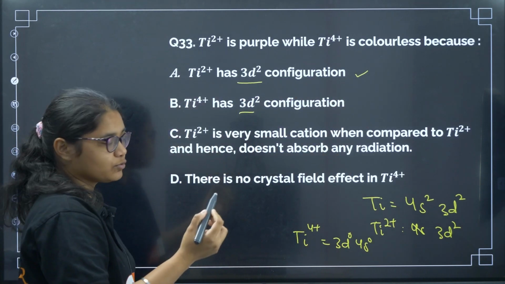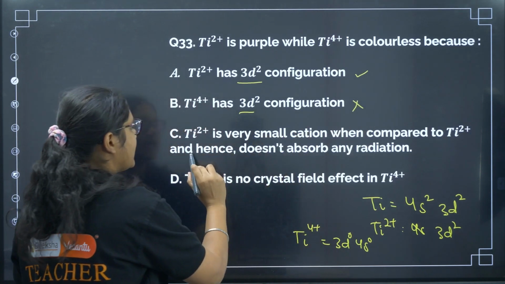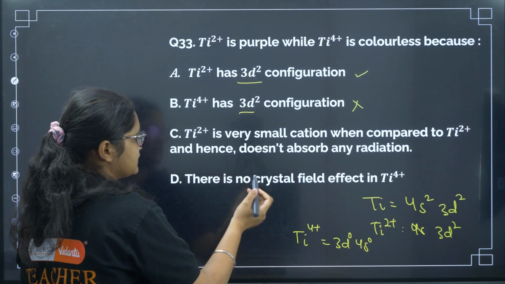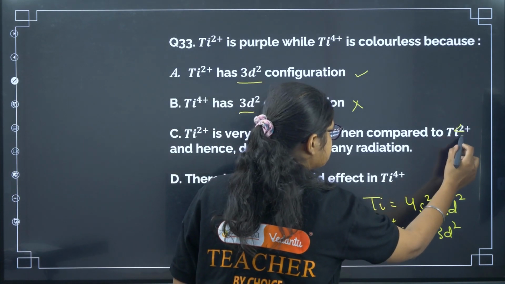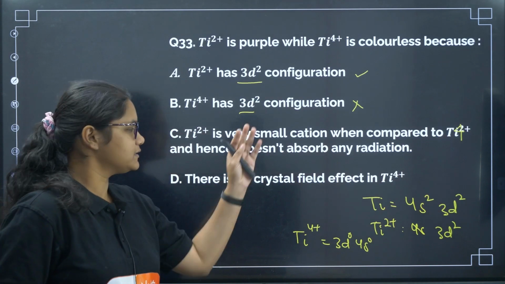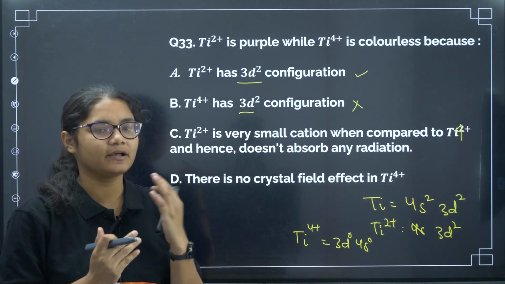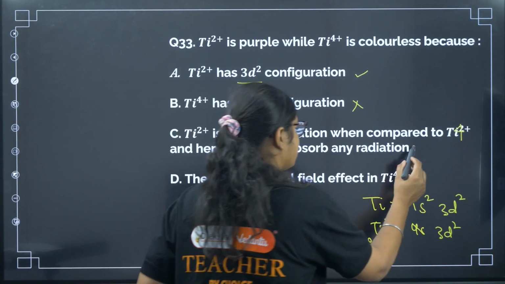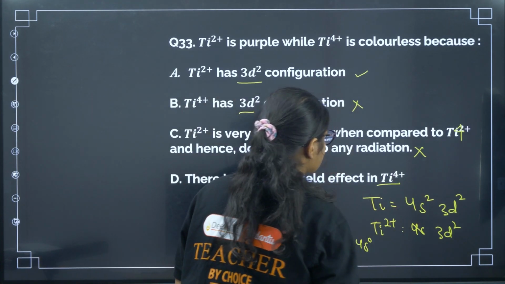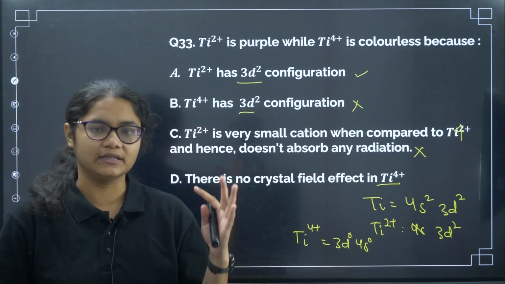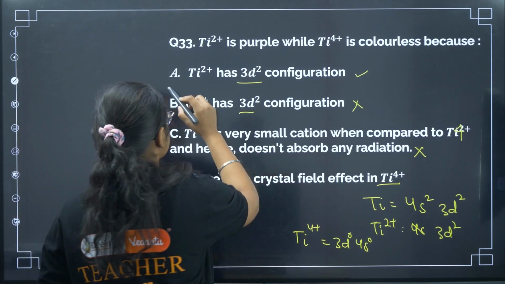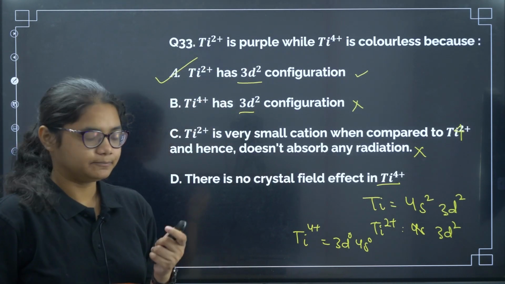Ti4+ has 3d2 configuration. This is incorrect. Ti4+ is a very small cation when compared to Ti2+ and hence doesn't absorb any radiation. So this statement is wrong. Ti4+ will be a small cation, but there is no relation between the size of the cation and the absorption of radiation, right? So this is an irrelevant statement. Now, there is no crystal field effect in Ti4+. This is also not correct. Whenever ligands approach, splitting will take place. There is no d-d transition here. Okay, so the correct answer for this question will be option number A.